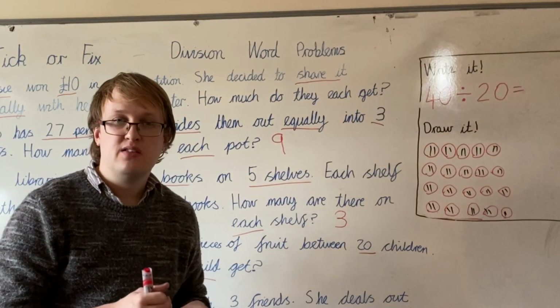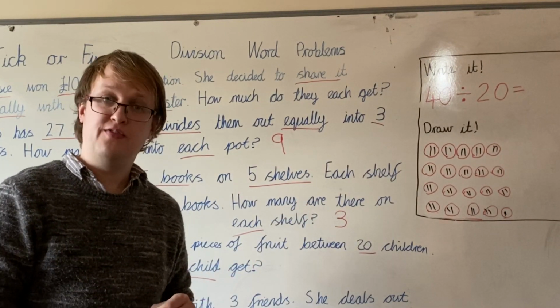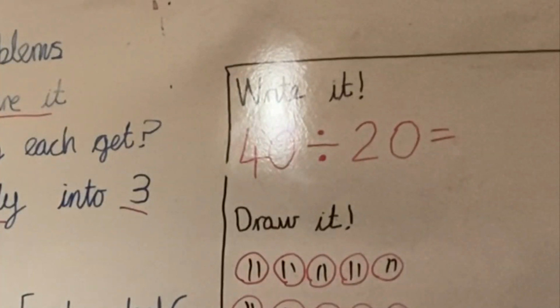I've shared out the pieces of fruit between the 20 children. How many pieces of fruit does each child get? 2 pieces.